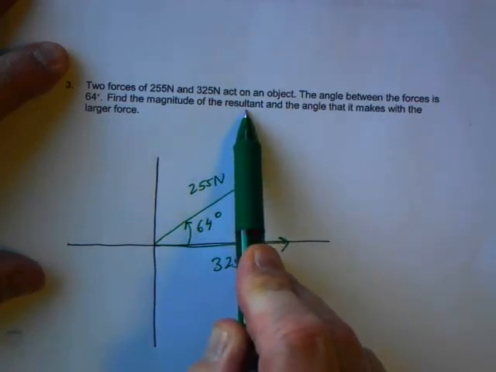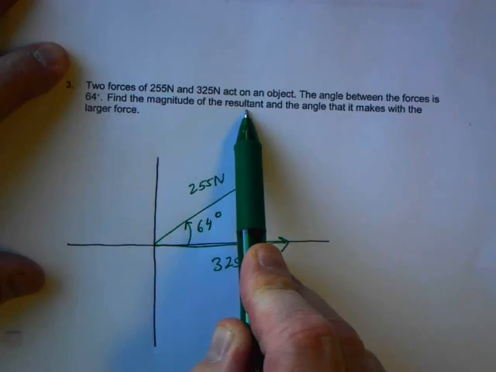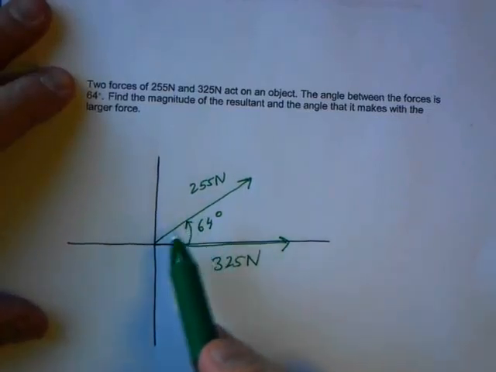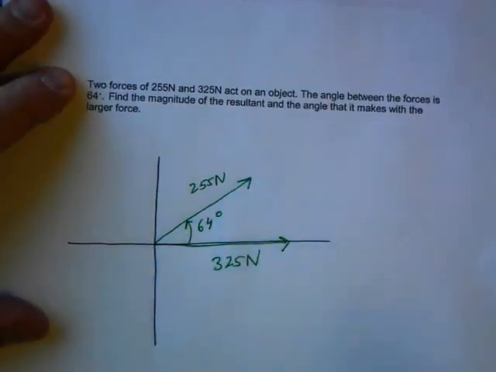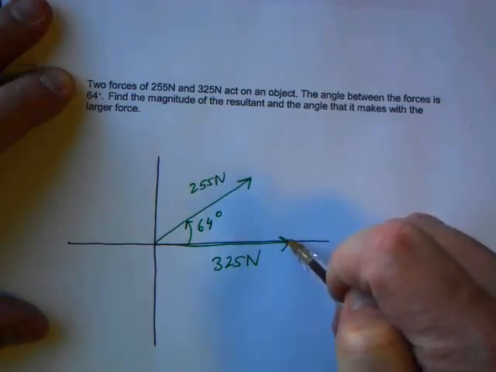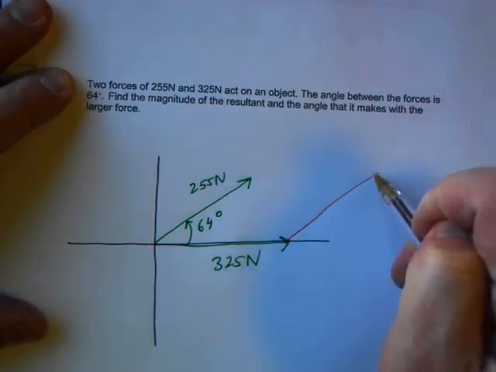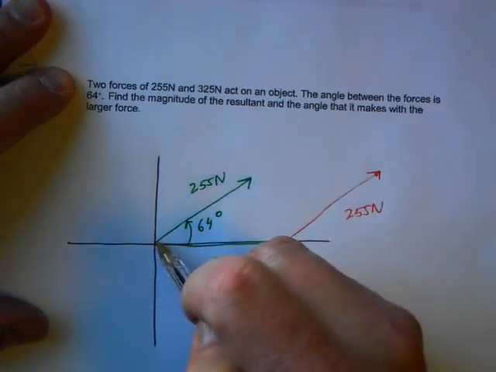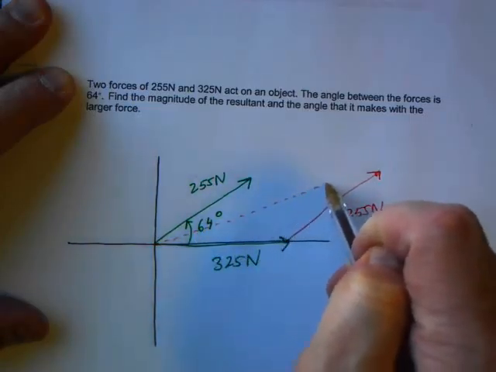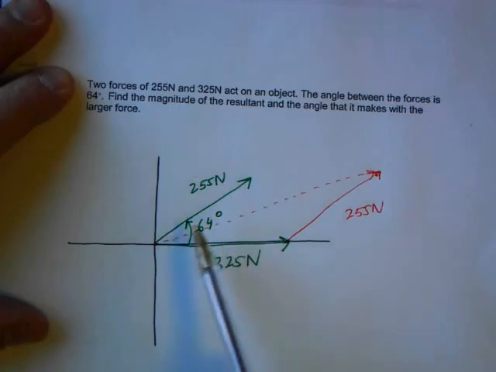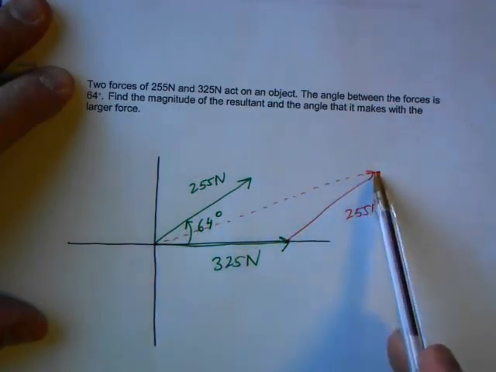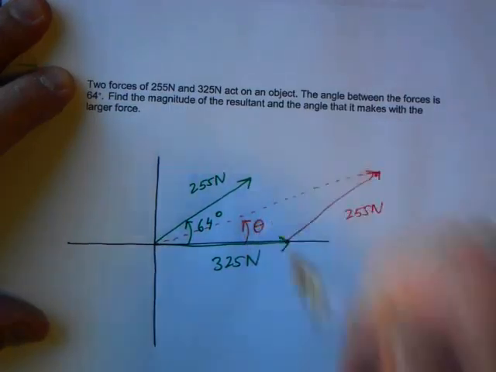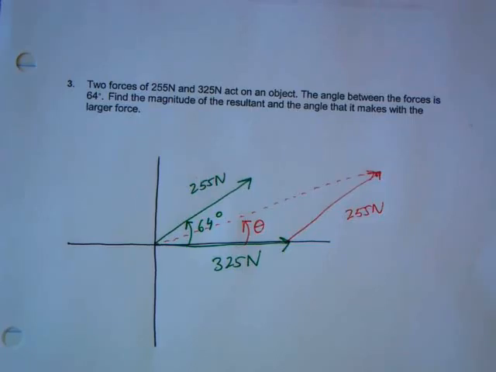What's resultant mean? Fancy word. It just means we add them up. Resultant means just add them together. So, if I were to add these two vectors together, I would take this vector here and put it on the end, and it would go up this way, like so, and it would be 255 newtons, and then I would have my resultant. So what I'm looking for is the length of this vector, and I'm also looking for the angle of this vector.